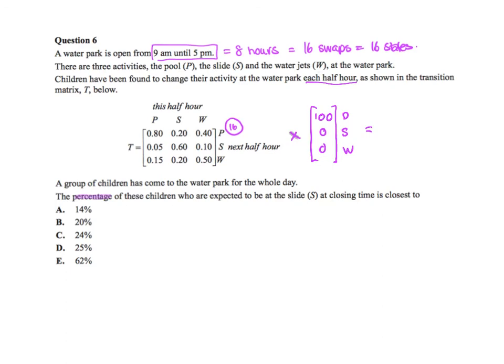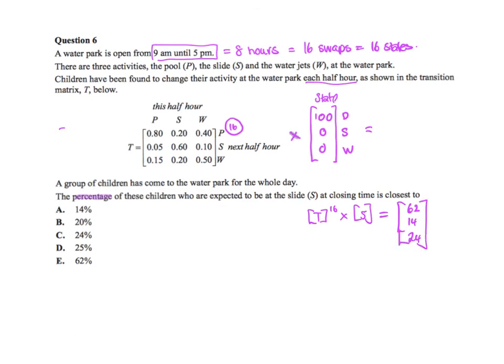But let's go have a look on the calculator. Okay, so we've checked on the calculator. I'm just going to write what we did. We did the transition to the power of 16 times this state matrix, which I'll just call S. We did that, and we got an answer, to the nearest percentage, of 62, 14 and 24.